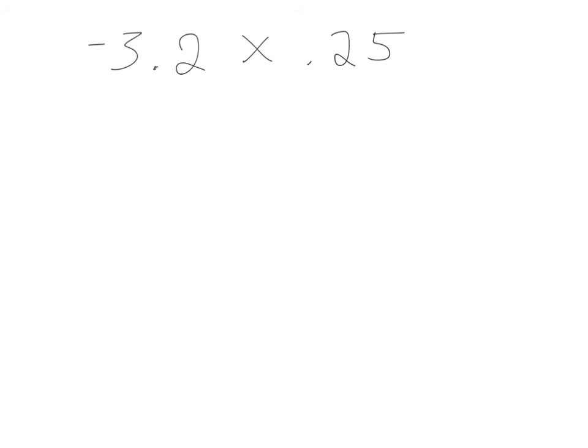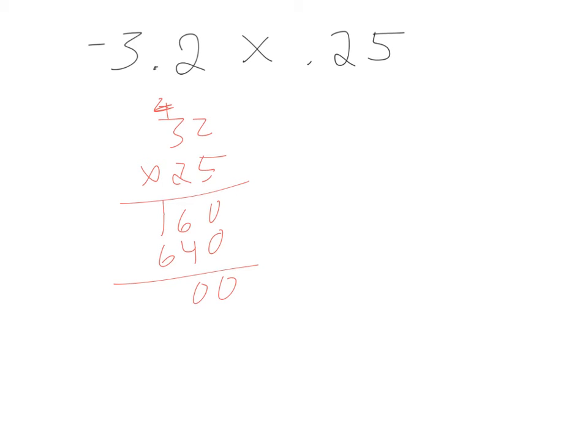On this one, you have negative 3.2 times 0.25. I tell you guys, leave the decimals alone. Just put 32 times 25. We'll plug them in at the end, okay? 5 times 2 is 10, carry the 1. 5 times 3 is 15, plus 1 is 16. Add the 0. 2 times 2 is 4. 2 times 3 is going to be 6. So you go ahead, add them up, and you end up getting 800.